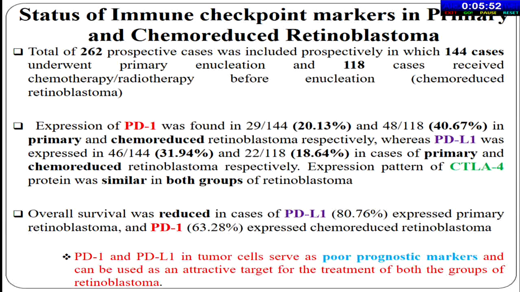Now, in our department also, we had conducted a study on 262 prospective cases of both primary and chemo-reduced retinoblastomas. And what we found was that overall survival was reduced in all cases where PD-L1 was expressed in primary retinoblastoma and PD-1 expressing chemo-reduced retinoblastoma. So these could be used as poor prognostic markers and further therapeutic targets in the near future.